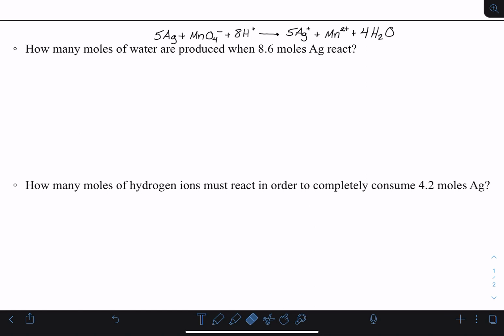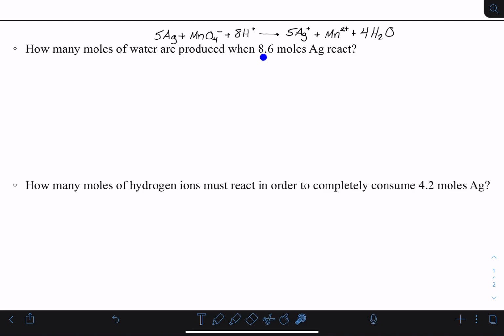We have 5 moles of silver reacting with 1 permanganate ion and 8 hydrogen ions to form 5 silver ions, a manganese 2 ion, and 4 water molecules. So we have a little bit more going on, a little bit less straightforward coefficients. And we're asked first how many moles of water are produced when 8.6 moles of silver react. So this one is a little bit less straightforward in terms of how much we're scaling this up by. Our recipe uses 5 moles of silver and we're actually reacting 8.6. It's not a nice, integer multiplication.